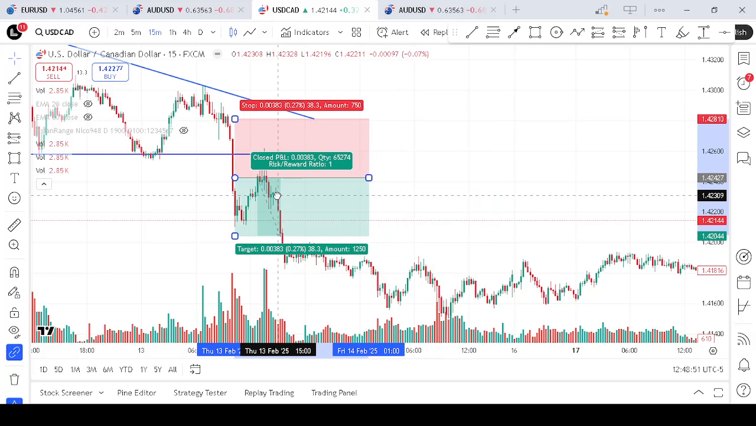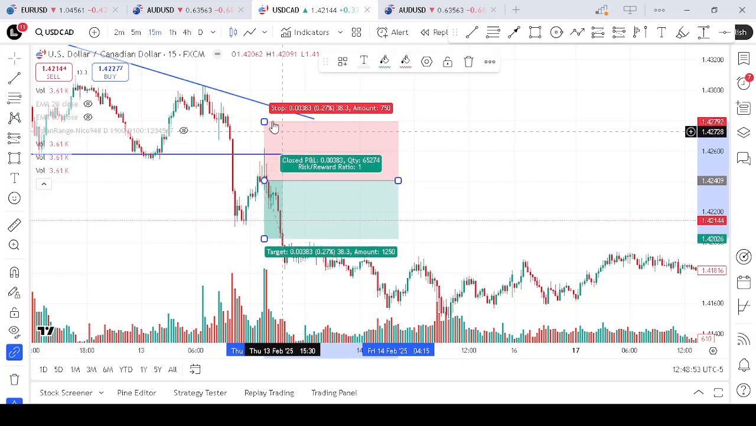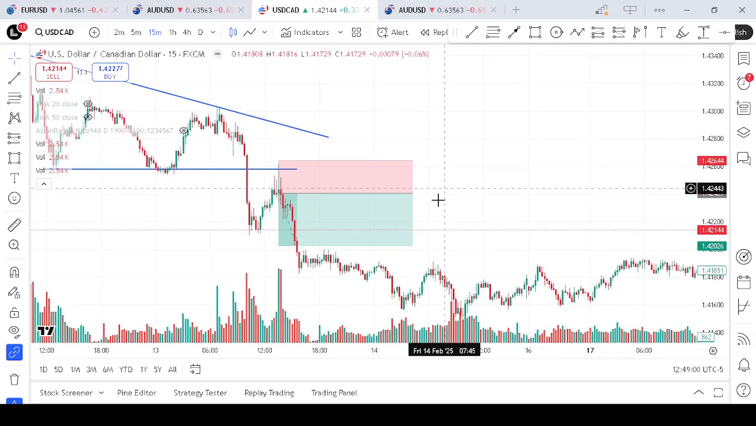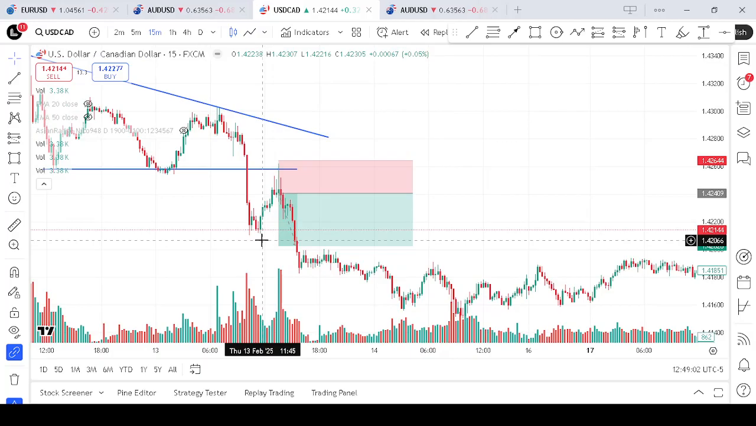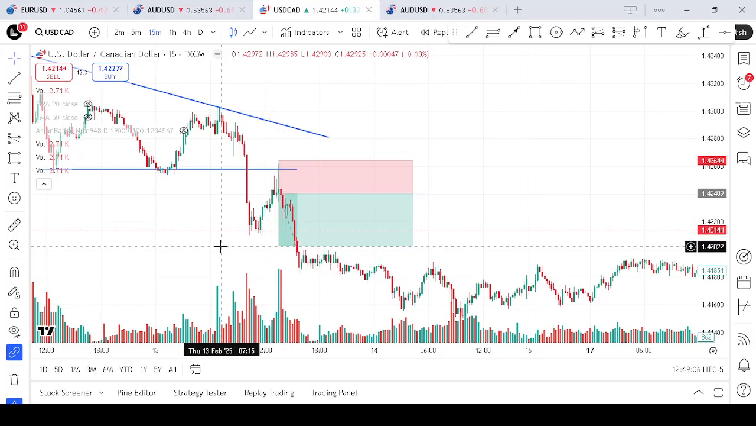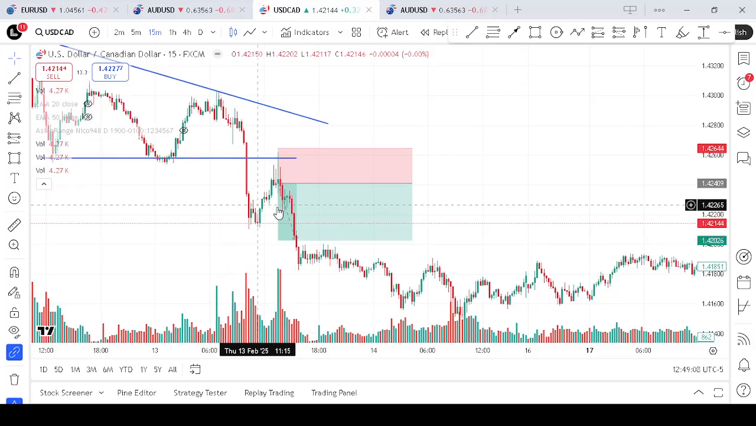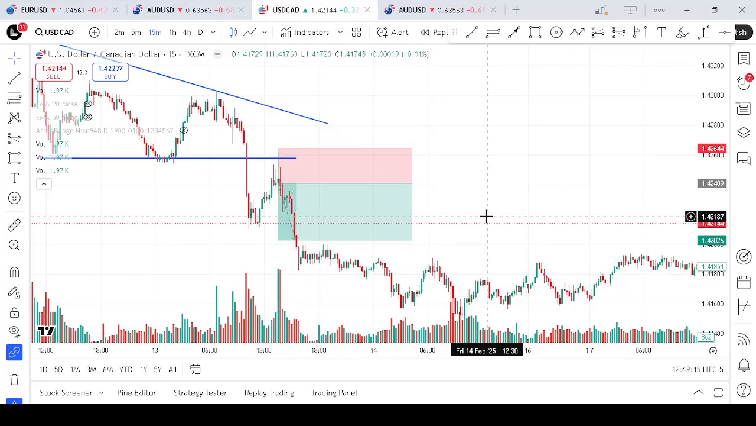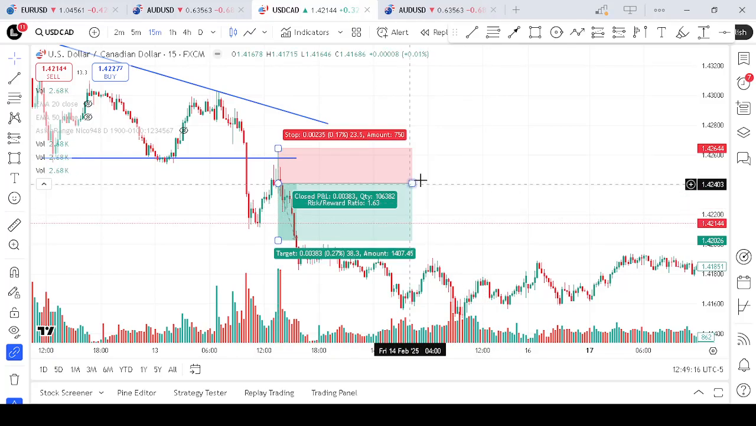So we put our entry at the close of the candle. You put your stop loss above the wick. Then you can target your 1:2 or 1:3. Let's not forget the stop loss placement. It must be beyond the wick, to be safe and to give yourself enough room. You are protecting yourself from further losses. The risk to reward should be at least 1:2.